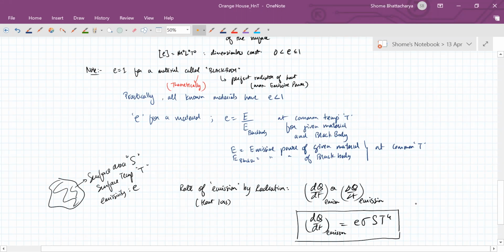This is very simple to understand because emissive power was basically the net rate of heat loss by emission per unit surface. Emissive power, the rate of radiation per unit surface area, we had seen was equal to e sigma into T to the power 4 by Stefan's law. So hence, if you multiply the surface area to the emissive power, we get the net rate of heat loss by emission.